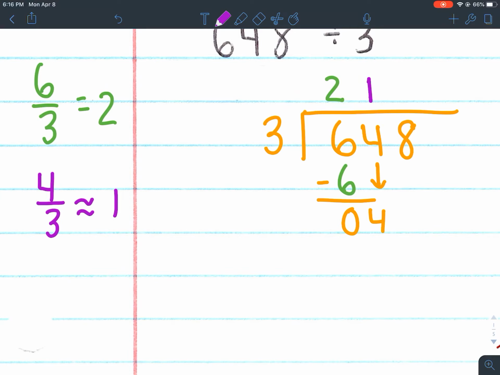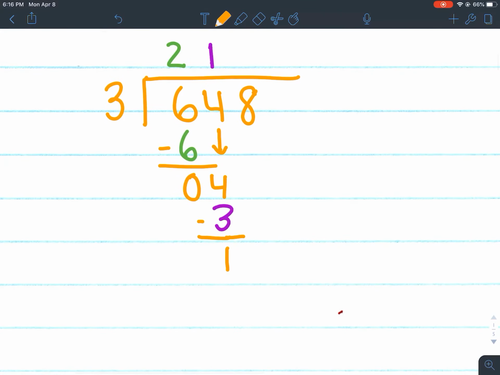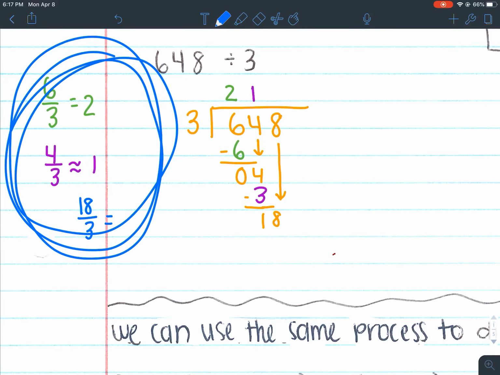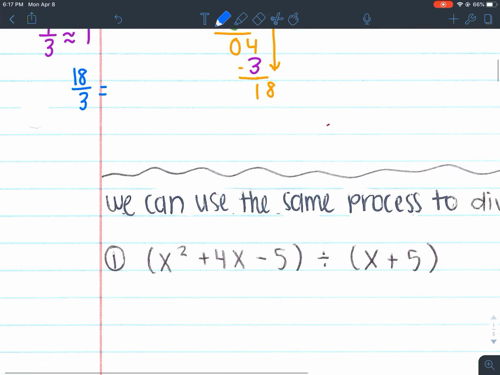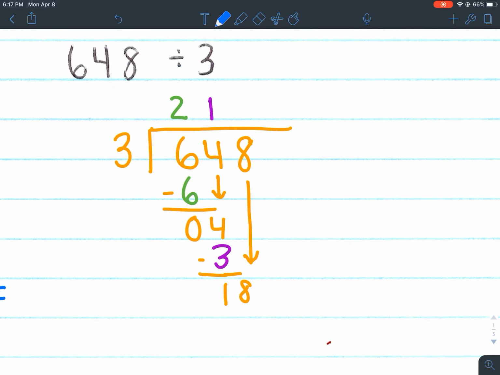And then you do 3 times 1, right? 3 times 1, which is 3. And then you subtract again. And you get 1. Okay? You're like, okay, now what? Well, once you finish subtracting, you bring down the next thing, 18. And you ask yourself, how many times does 3 go into 18? And you're like, why are you doing all this? Like, we know how to do that. Because I'm going to do it with these. And I'm going to show you that's how you get these numbers up here, okay?